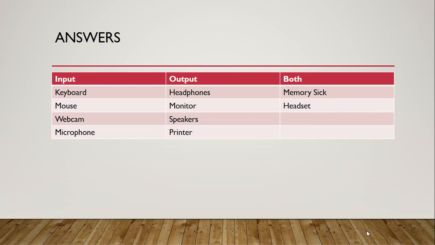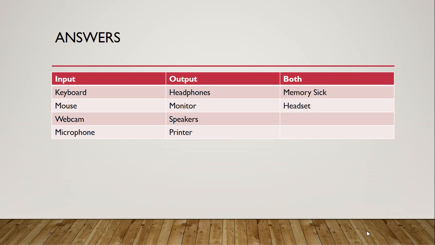All right, now output device, that's information coming out. So we've got headphones because they've got a speaker, sound coming out. Monitor, that's information being displayed out the computer. So it's output. Speakers, sound coming out. Printer, information coming out the computer to a printer, which prints it out.